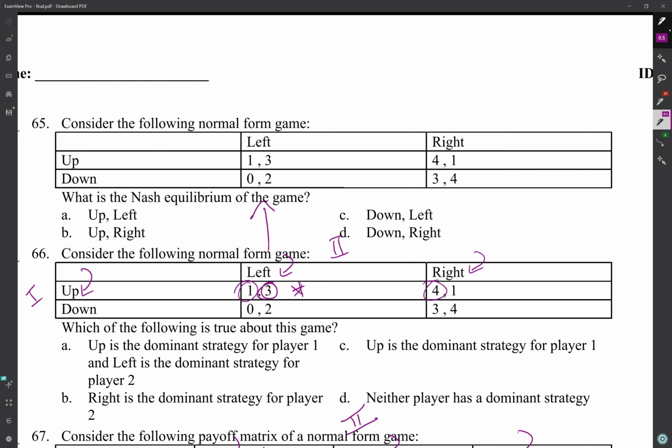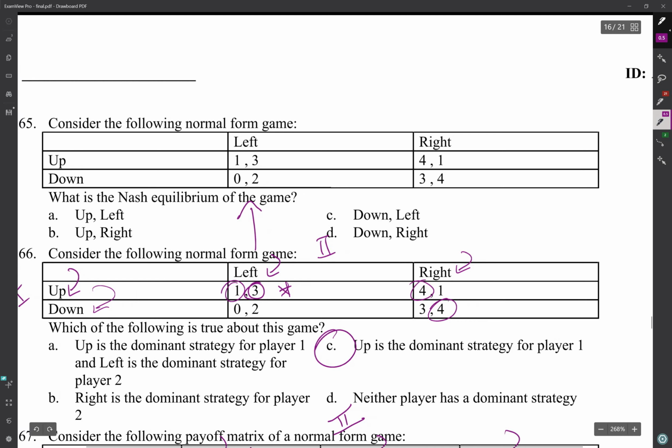And if player 1 chose down, well, I could get a payoff of 2 if I chose left, or a payoff of 4 if I chose right. Okay, so player 2 does not have a dominant strategy. Their strategy depends on whatever player 1's doing. Whereas player 1 does have a dominant strategy because no matter what, they're going to choose up. So it doesn't matter what their opponent does, they're going to always choose up. Okay, so up is going to be the dominant strategy for player 1. Okay, so that's pretty much all there is for these normal form games.